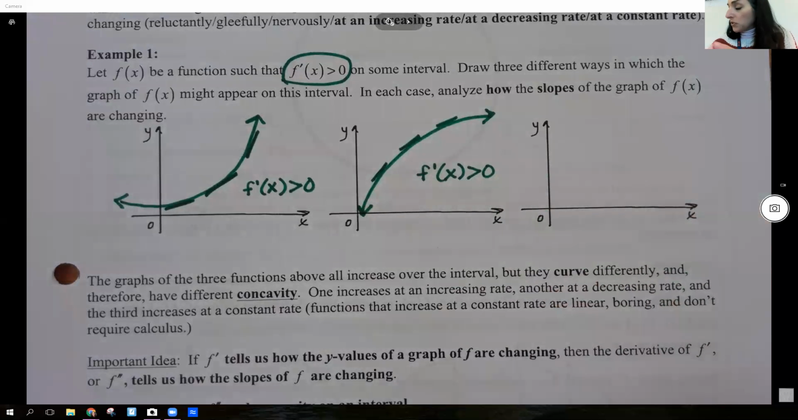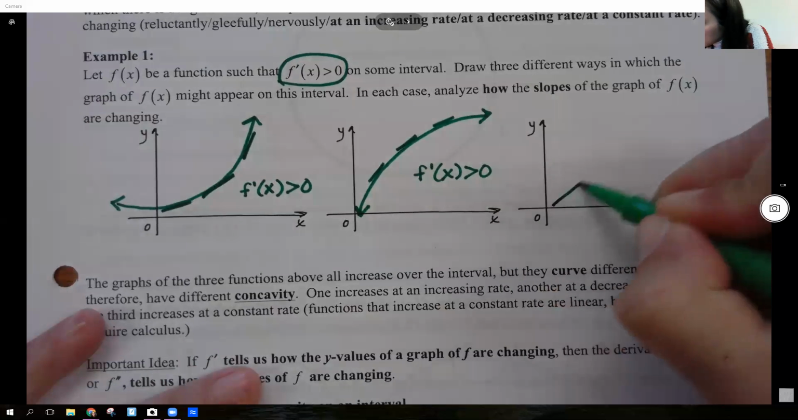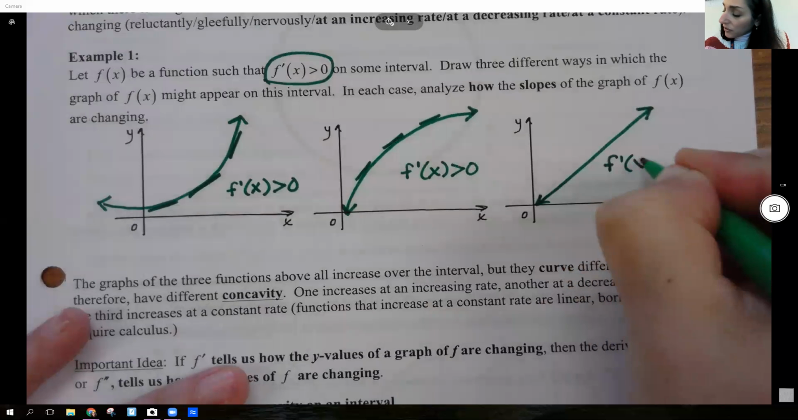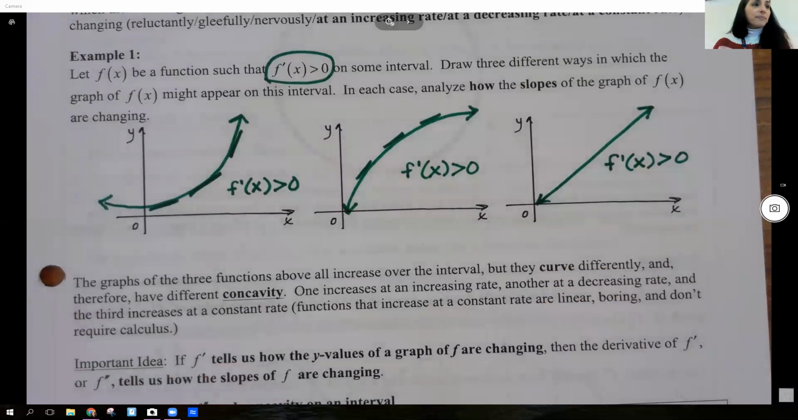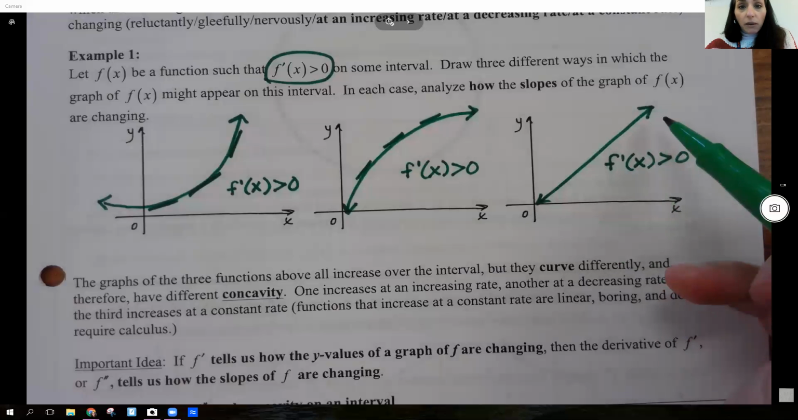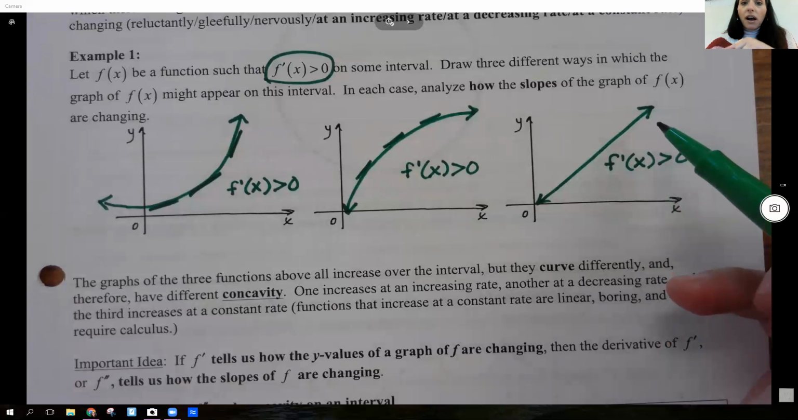And then the last one, which Mr. Corpy says is the boring one, is the linear function. And of course, this is also where the first derivative is going to be positive. The tangent line is going to be the same slope all throughout that line. It's still going to be positive. It's not going to change. So if you were to calculate the slope of this, it would be a constant. And then if you were to take the derivative of that slope, that would be the second derivative.